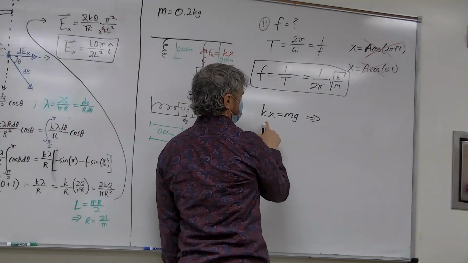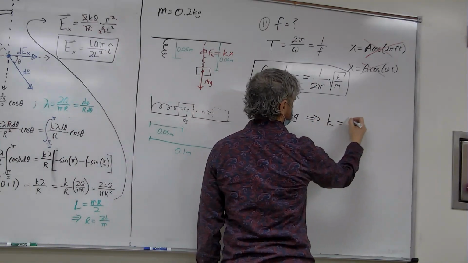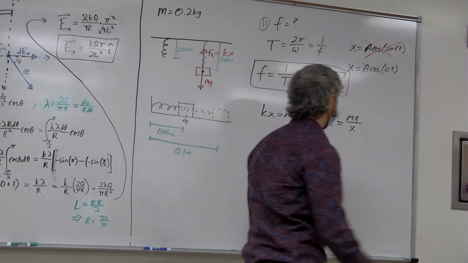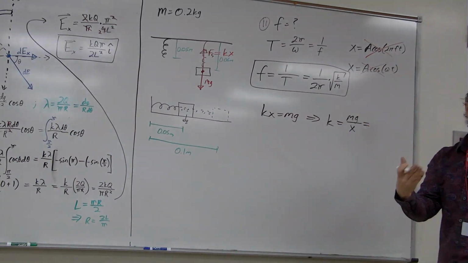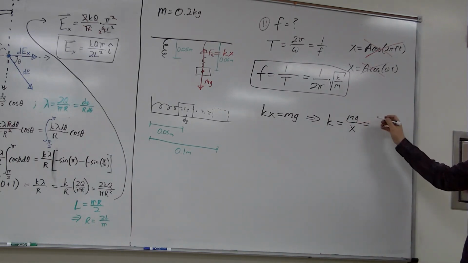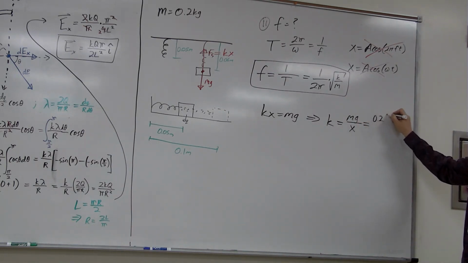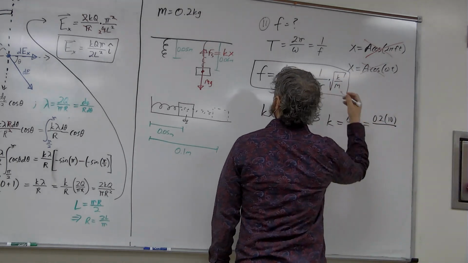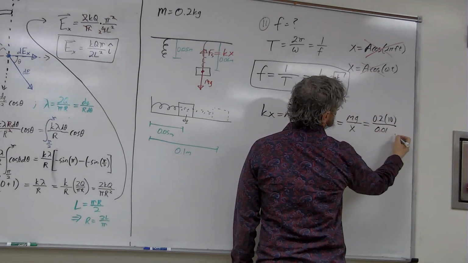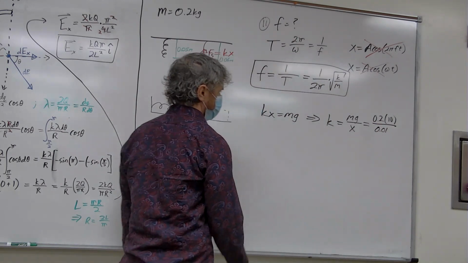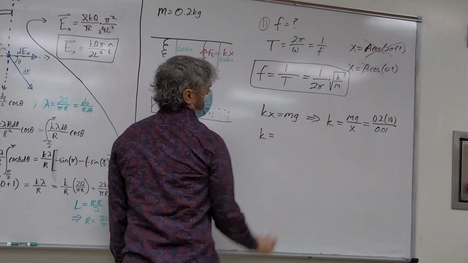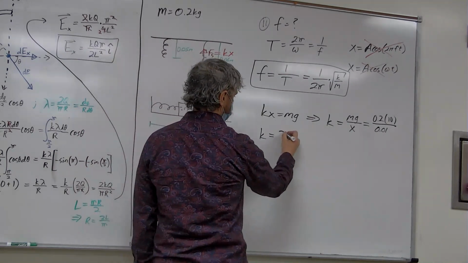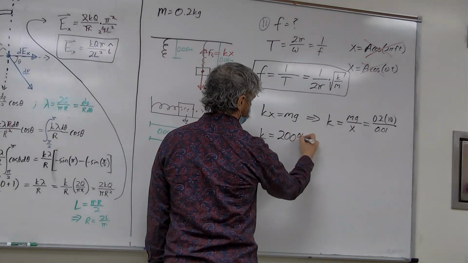And so we can divide both sides by x and get that the spring constant is simply mg divided by the displacement x. This worksheet does say use 10 for g, so I'll have the mass of 0.2 times 10 meters per second squared for g, divided by the displacement of 0.01 meters for x. And 0.2 times 10 is 2. 2 divided by 0.01 is 200. So it's 200 newtons per meter.